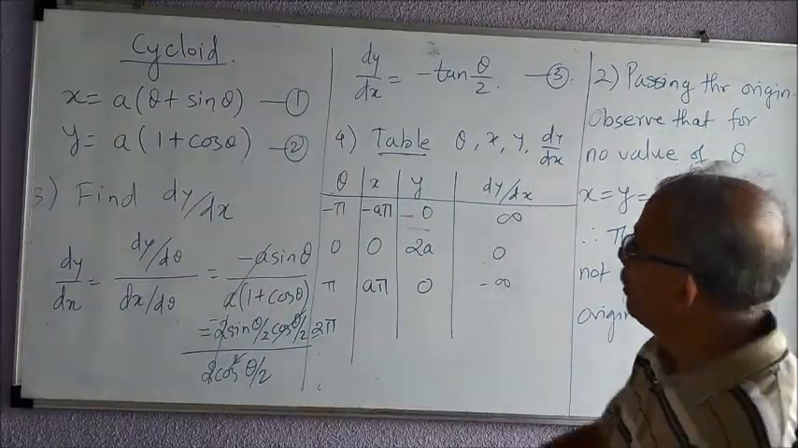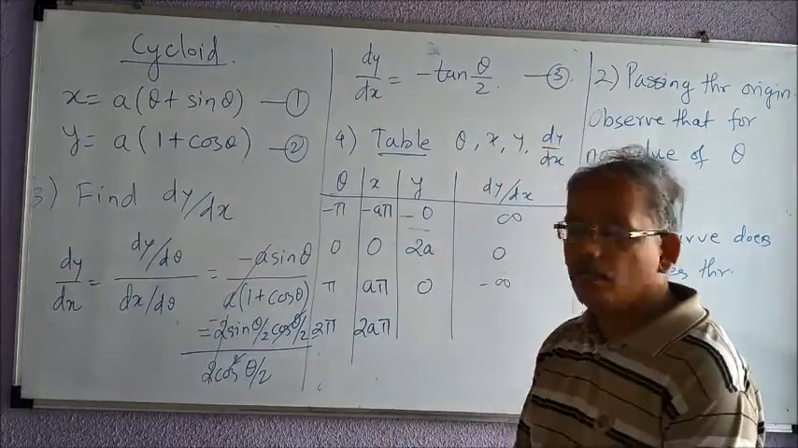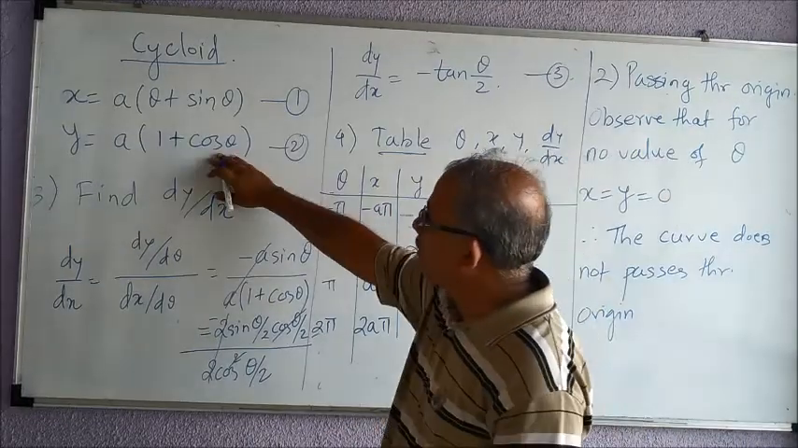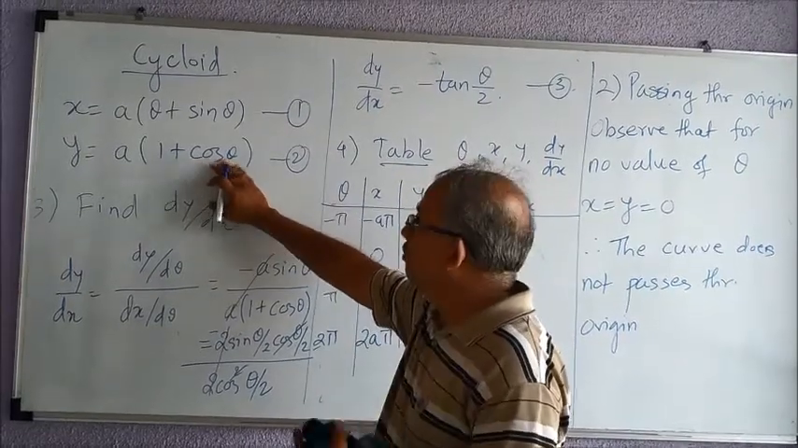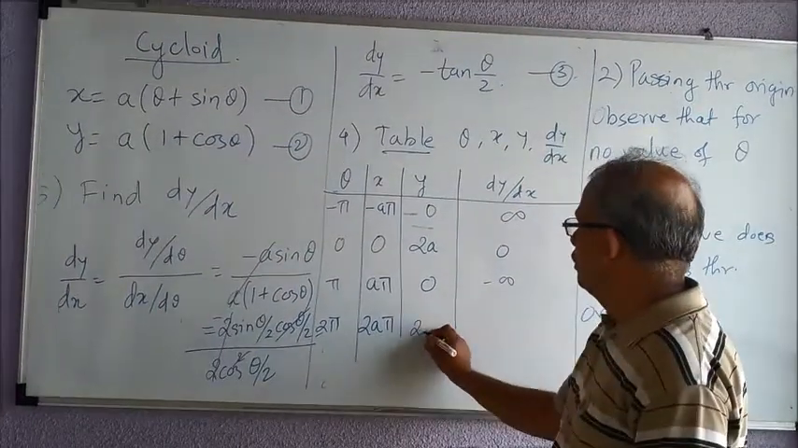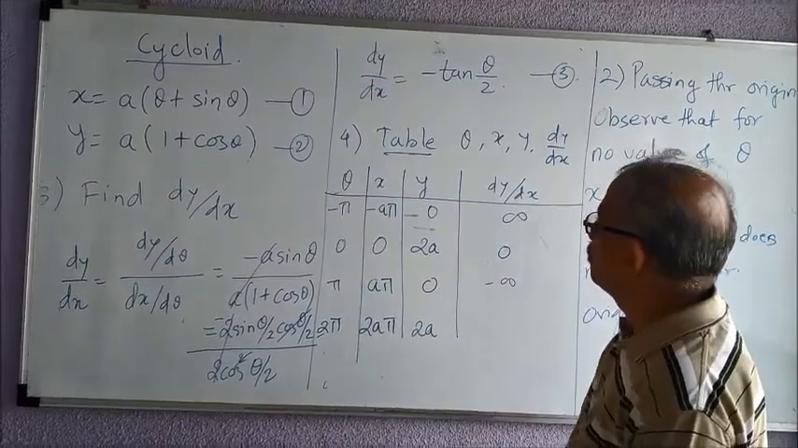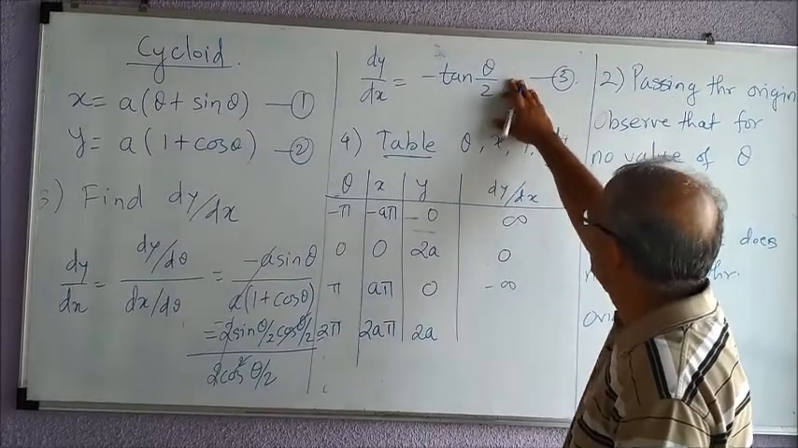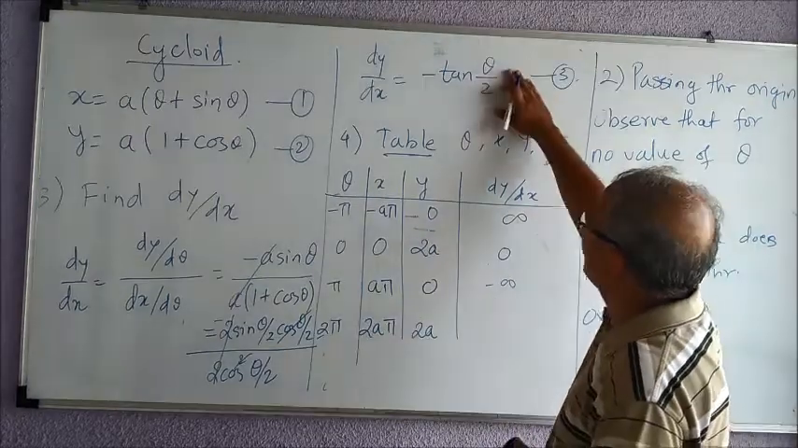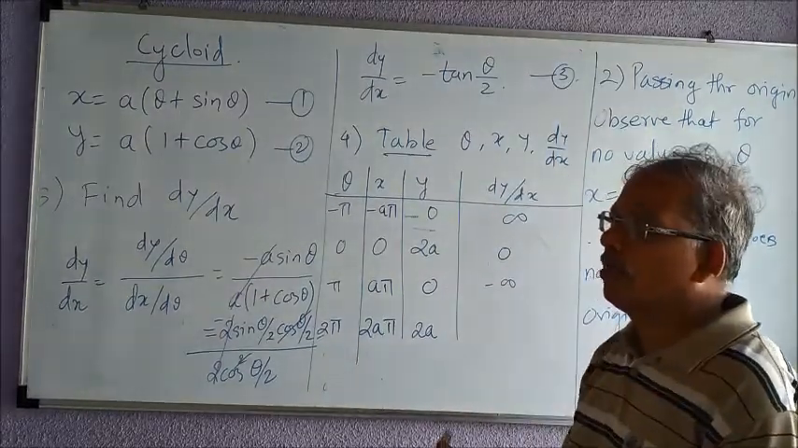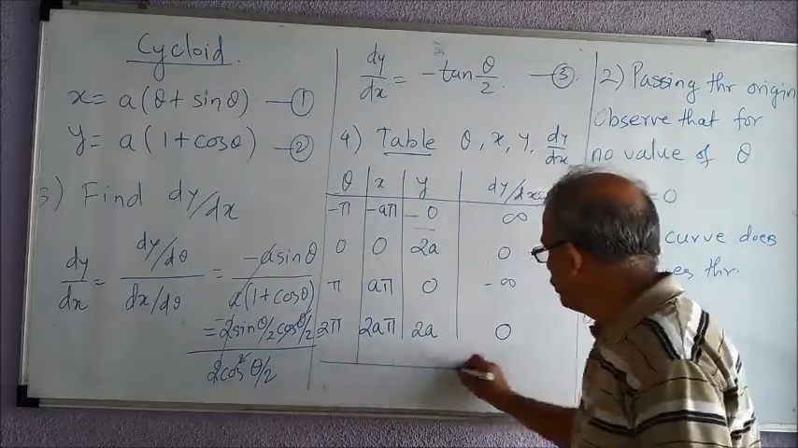Then 2 pi. Here x is 0, this is 2a pi. Then y at 2 pi: cos 2 pi is the same as cos 0, and cos 0 is 1. So 1 plus 1, 2. And when we put tan pi here, what is tan pi? Tan pi will be sin pi upon cos pi. Sin pi is 0, so it is 0. So we have got this table.